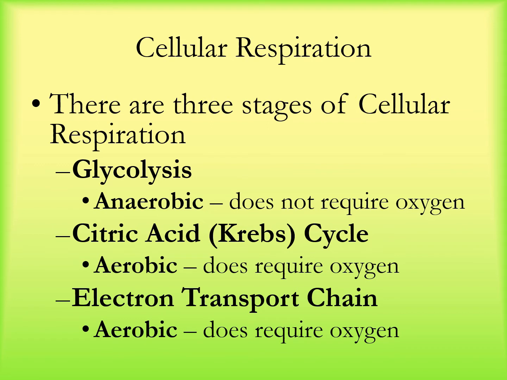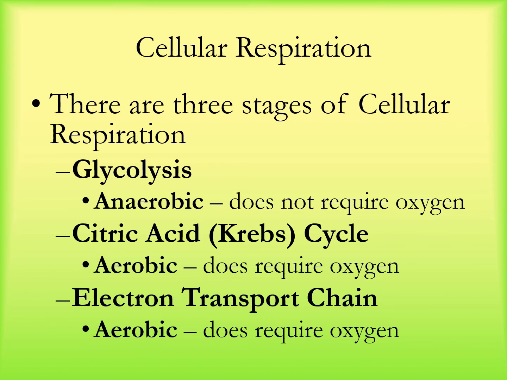Anaerobic does not require oxygen. So it means that it doesn't need oxygen to perform this cycle. And this glycolysis is happening in our cytoplasm. The citric acid or the Krebs cycle now is aerobic, wherein it requires oxygen to perform this respiration in our cell. Now, the citric acid or Krebs cycle respiration is happening in the mitochondria.